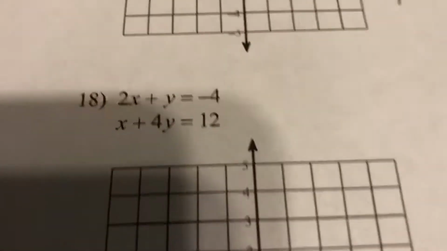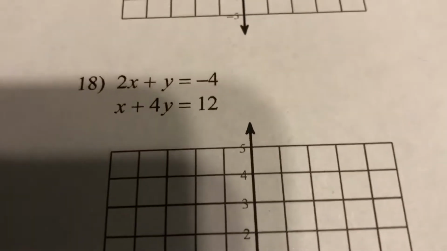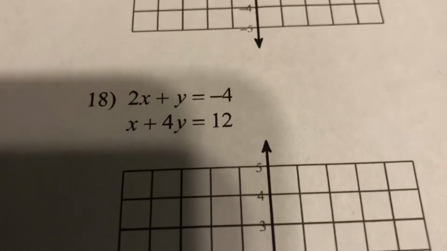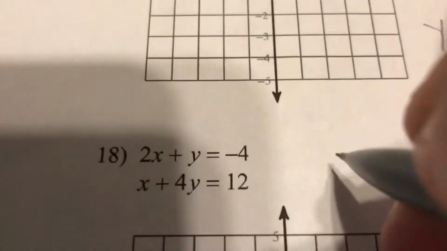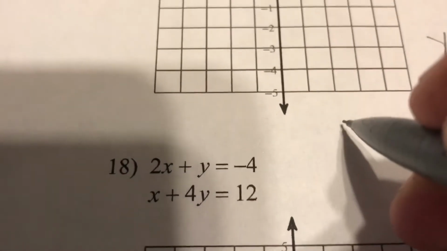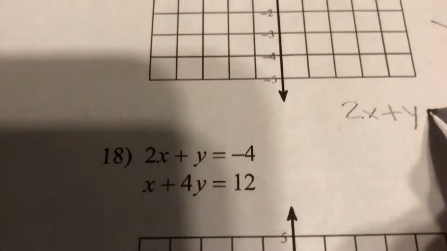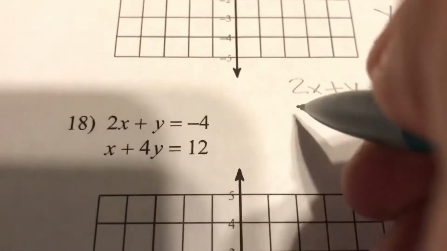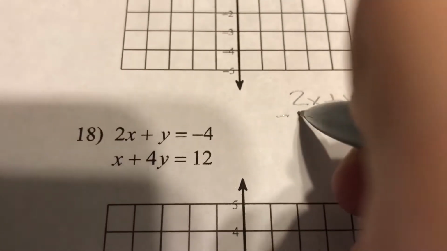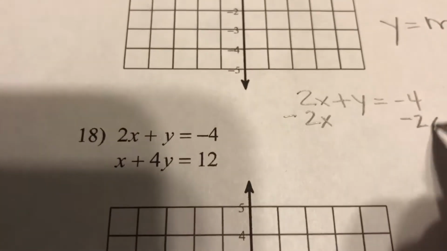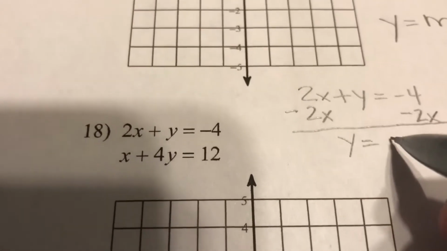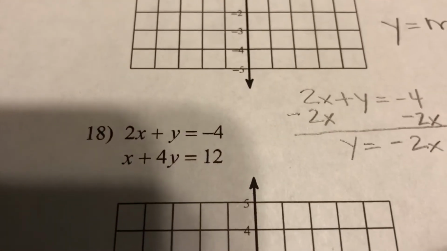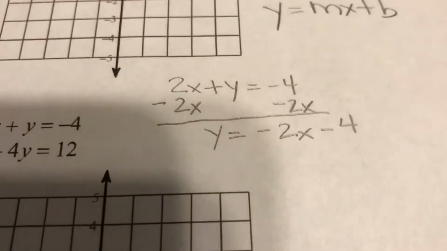So the first thing I'm going to do is come here to number 18, and I can see that y is by itself. So I'm going to move that 2x. I have 2x plus y is equal to negative 4. So what I'm going to do is move that 2x, and the way you move a positive 2x is to subtract it. And I'm going to get y is equal to negative 2x minus 4. And now my y is by itself, and it's in slope-intercept form, so I'm going to go ahead and set that one up.